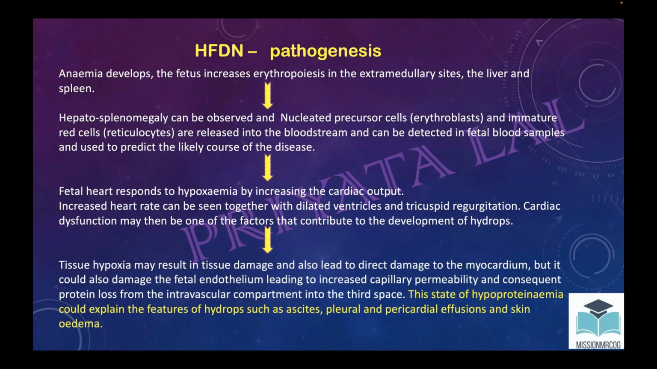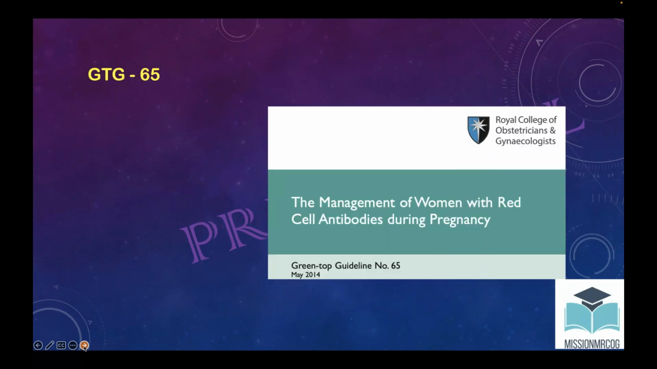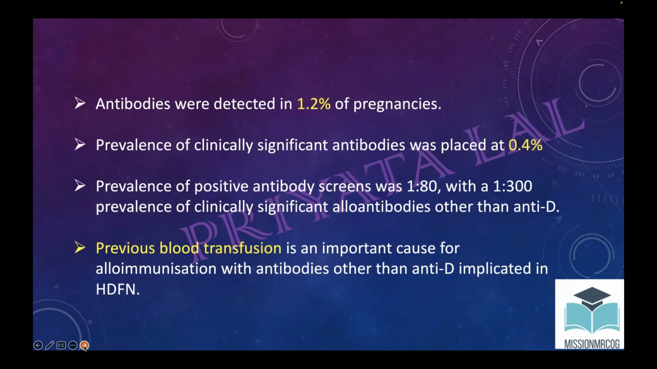Okay, so this gives you a little knowledge, though we have already read this in our UG days. Now this was a little brief. Now I'll be explaining this guideline, which is a little difficult, but I have tried making it a little easy. So what the guideline says is that this antibody is usually detected in 1.2% of the pregnancies.